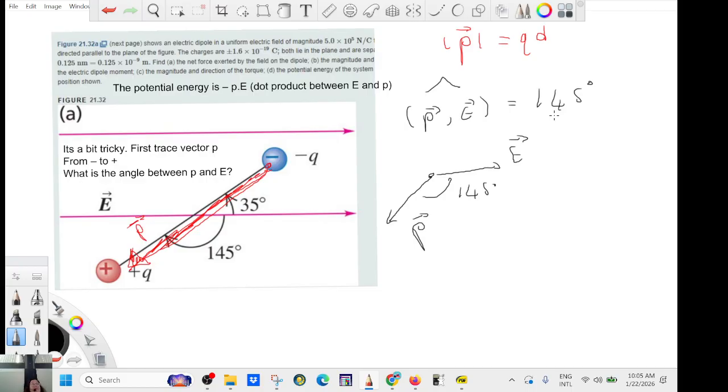Because if you don't see that, you're going to do cosine instead of sine. You're not going to get the right result. So you have to be very careful that when you use the equation, the torque is the magnitude of P, the magnitude of E, times the sine of the angle between E and P. You have to be very careful that you have the right angle.